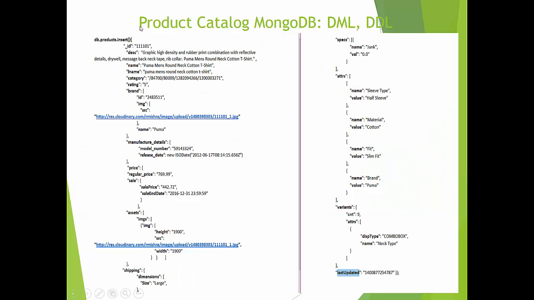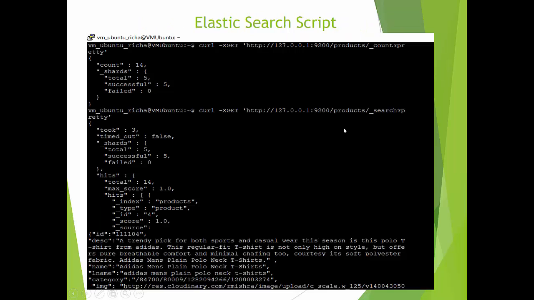Now, this is the product catalog stored in MongoDB. The document structure looks like this, which has the following attributes such as product ID, description of product, name, category, rating, brand, and various variants and facets for filtering the search products. The images which we have brought here are through Cloudinary. This is the Elasticsearch script for creating indexes on our data.